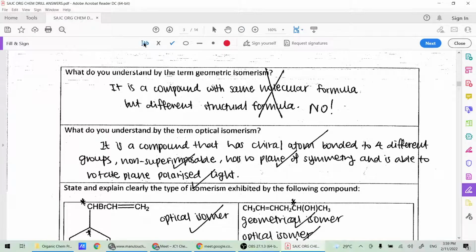Now some structural, easy memory answers or definition answers. What is the term geometric isomerism? This is the answer off the top of my head, and I'll update with the exact answer a bit later. The main thing is they have the same molecular formula. They do not have different structural formulas; they have the same structural formula. The more important thing is they have different spatial arrangements. Molecularly and structurally they are the same.